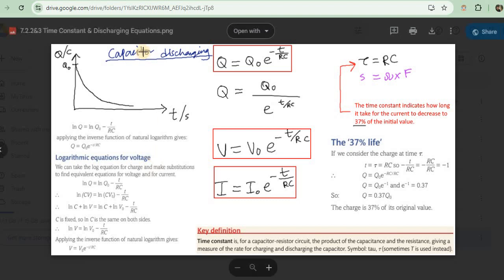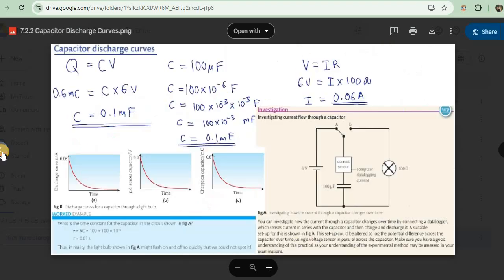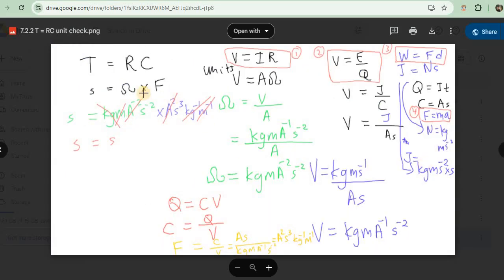Now again, regarding the details, the mathematical part, it's all here. Remember, this is 7.2.2 and 7.2.3, the capacitor mathematics. I think I have finished this slide. The explanation is complete for this. Okay, what about the units? I think you can work this out yourself.